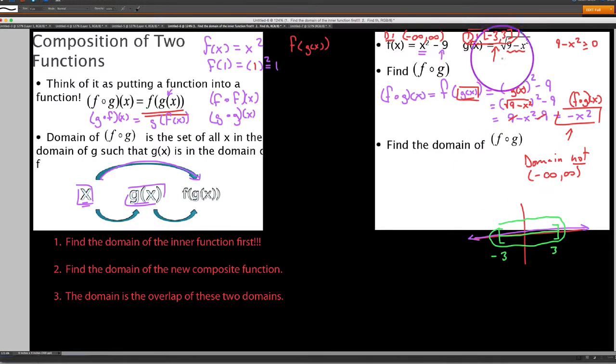So again, we found the domain of the inner function. We found the domain of the composite function. And we say, where do these two things overlap? So we could say the domain of this function is just negative 3 to 3, and it includes those because we can just see that visually here where they overlap.